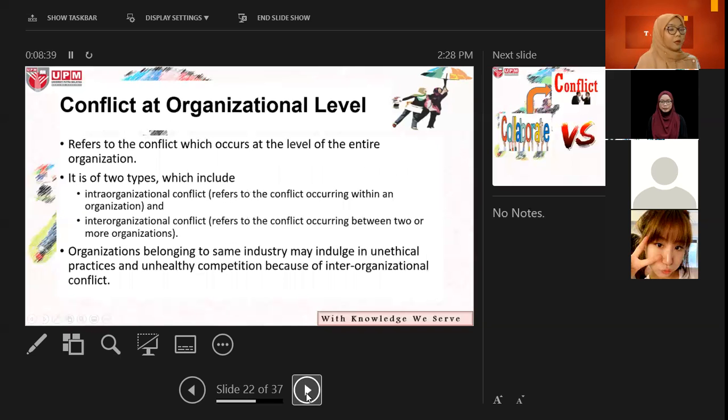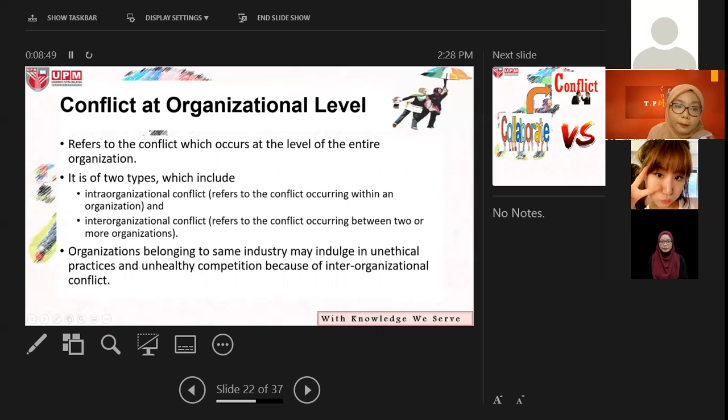Next, conflict at organizational level. It refers to conflict which occurs at the level of the entire organization, a higher level. There are two types: intra-organizational level, in which conflict happens within the organization, and inter-organizational level, which refers to conflict occurring between two or more organizations. For example, the competition between Lenovo and Huawei, or competition between Huawei and Apple, sorry.